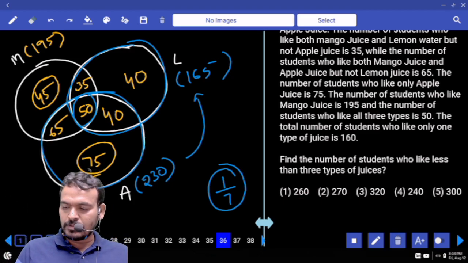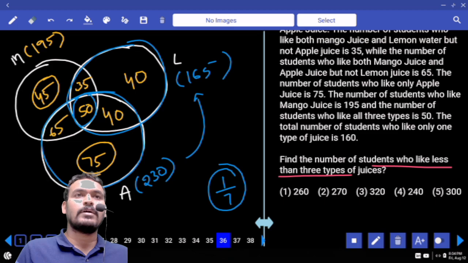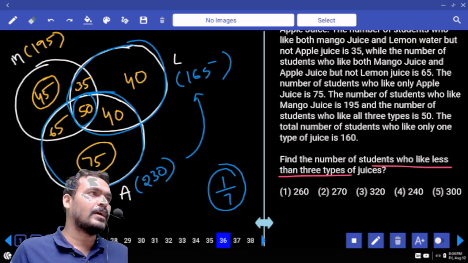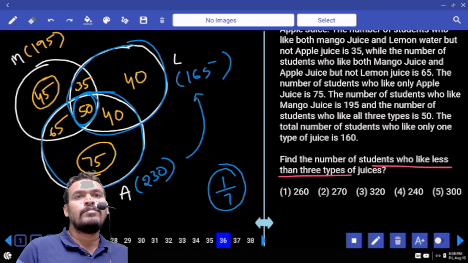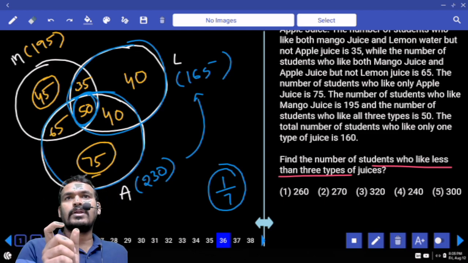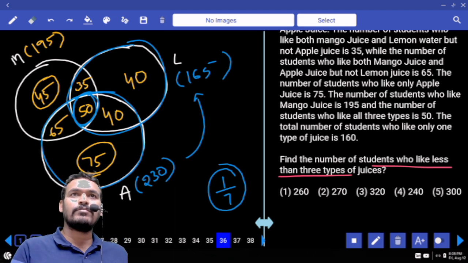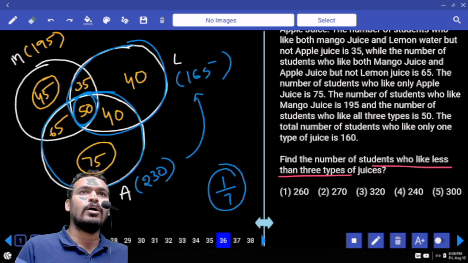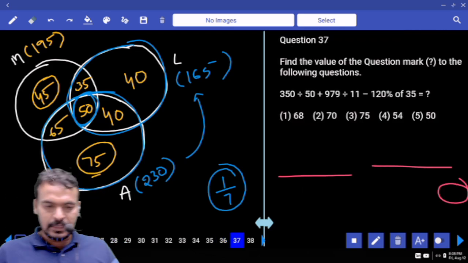Next, question 36. Find the number of students who like less than three types of juice. Less than three types means other than the three types, which is only one type and combinations. First, three types of juice is how many members? 50. Out of 350, 50 like three types of juice. Other than that means 350 minus 50, which is 300. Next, question number 37.